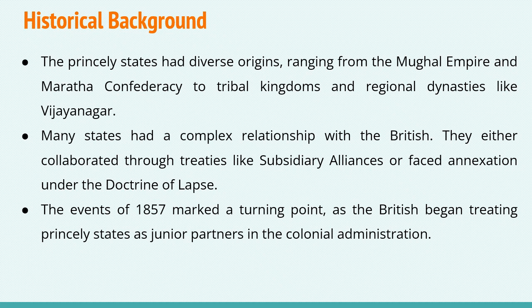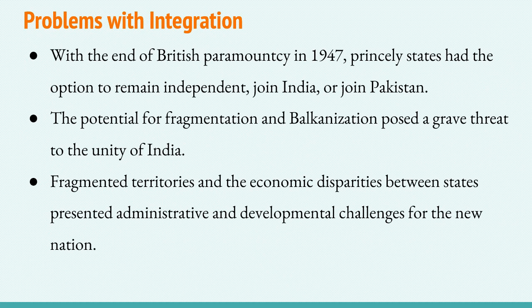In 1857, there was a turning point in Indian history, that is, the revolt of 1857. After that, the British began treating princely states as junior partners in the colonial administration. So the British realized that without the support of the princes, they could not rule India peacefully. That is why they were made partners.